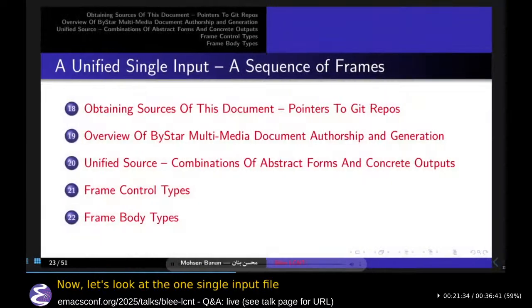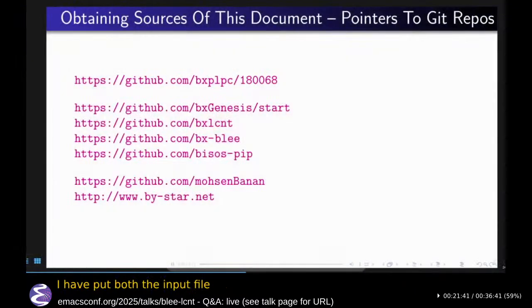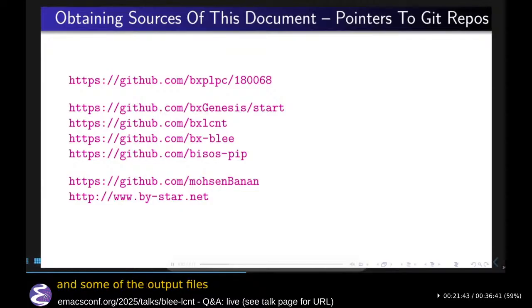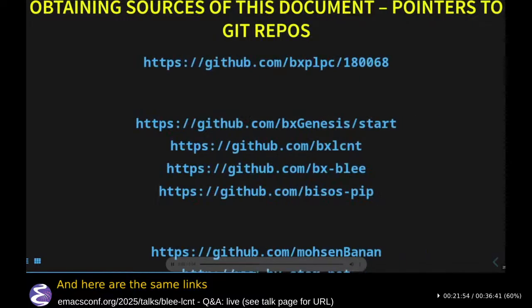Now let's look at the one single file that produced all of the outputs that we just saw. I have put both the input file and some of the output files for this presentation on GitHub. Here are some links to these repos and files. And here are the same links as a native Reveal slide.